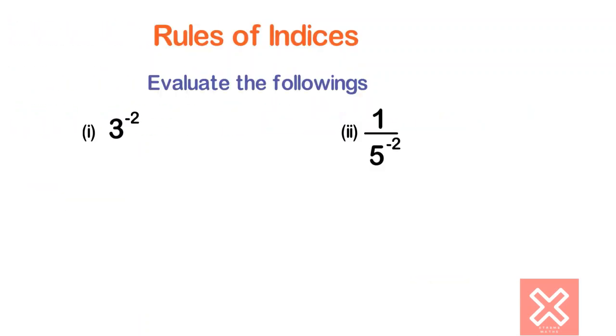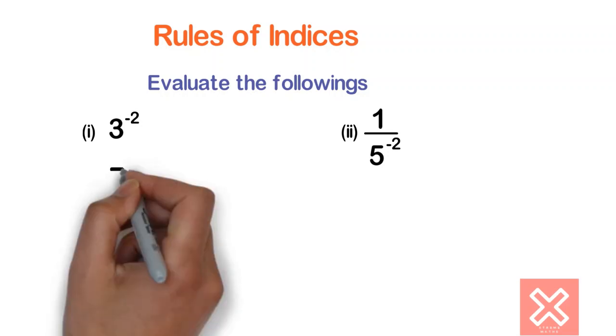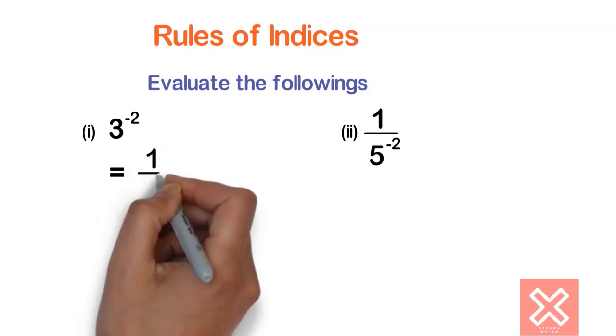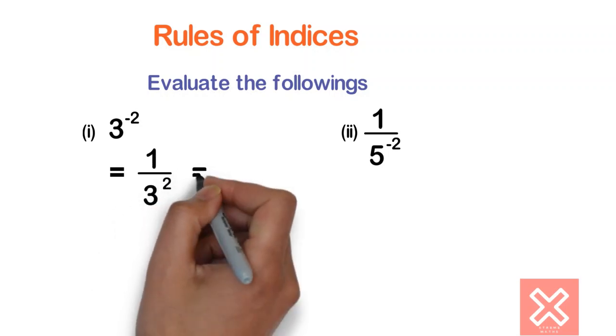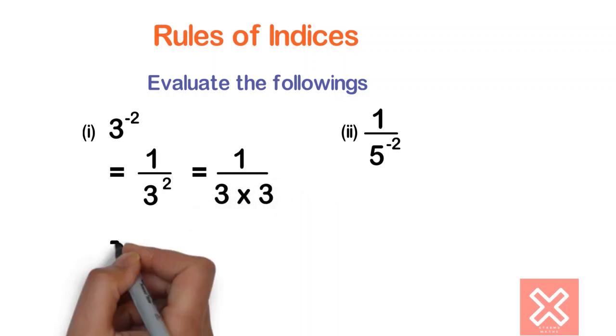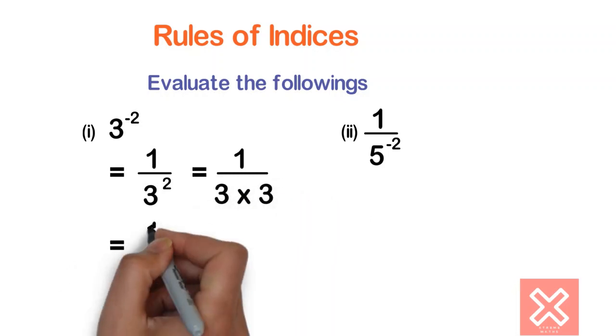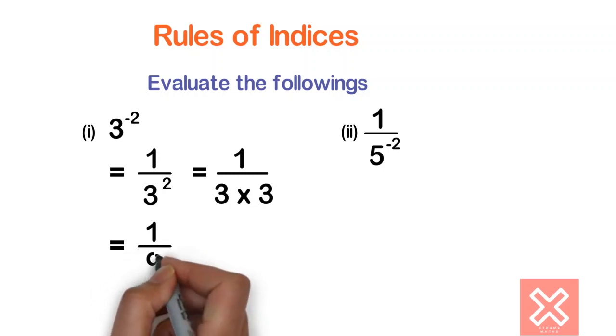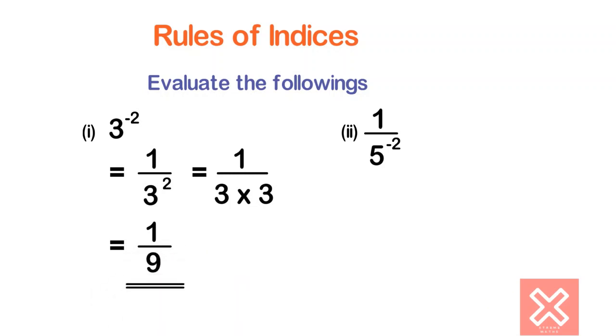By using the negative indices rule, let's do the following sums. 3 to the power minus 2. We can write this 3 to the power minus 2 with a positive index: 1 over 3 to the power 2. Then 3 to the power 2 below the line as repeated multiplication: 3 times 3. 1 over 3 times 3, that is 1 over 9.